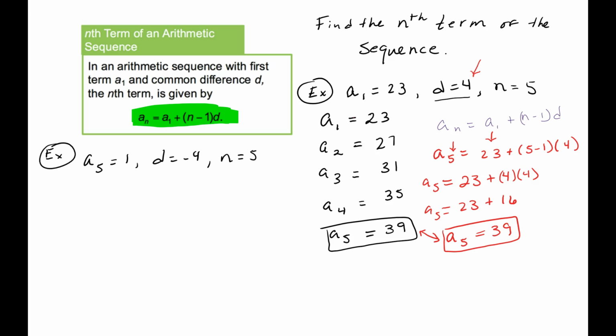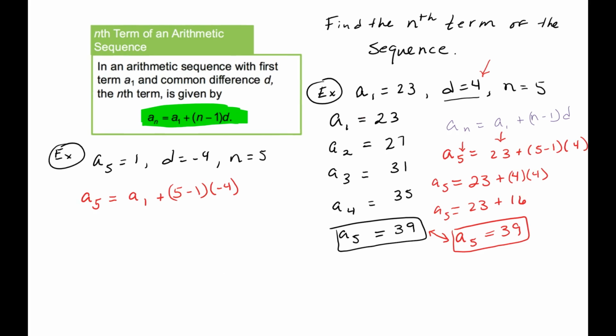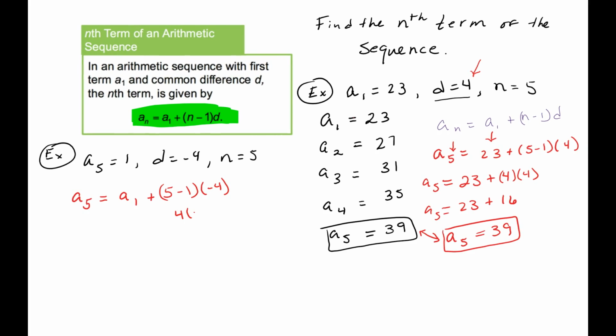If we manipulate the formula, for example, we might start off with a sub 5, and we might solve for a sub 1. So we could definitely do that. If I have a sub 5, it would equal a sub 1 plus 5 minus 1 times d, the common difference of negative 4. So then what we would have here is 4 times a negative 4, and a sub 1 plus that would be a sub 5, which we know a sub 5 is actually 1, right?